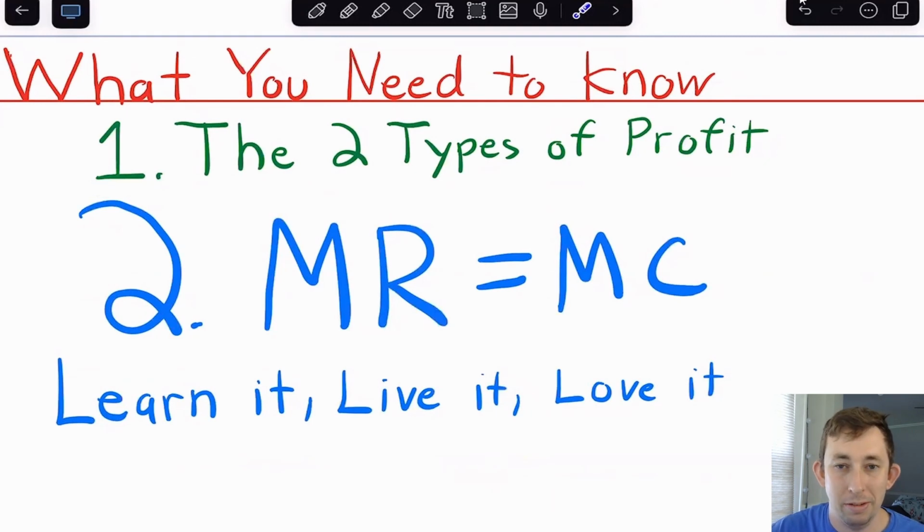But again, profit maximization, just to reiterate, you're looking for marginal revenue equal to marginal cost, and that's where we're going to spend the bulk of our time. Timestamps are below if you'd like to jump around, but let's go ahead and get right into it.